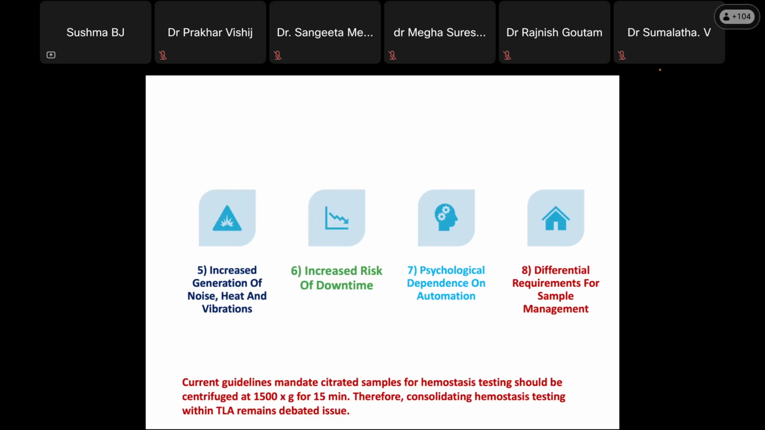And the current guidelines mandate that citrated sample for hemostasis testing should be centrifuged at a rate of 1500 g for 15 minutes. Therefore, consolidating hemostasis testing within TLA remains again a debated issue.